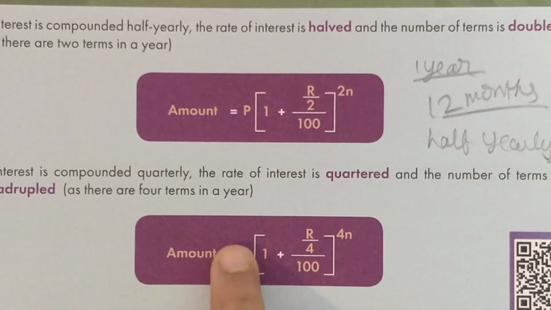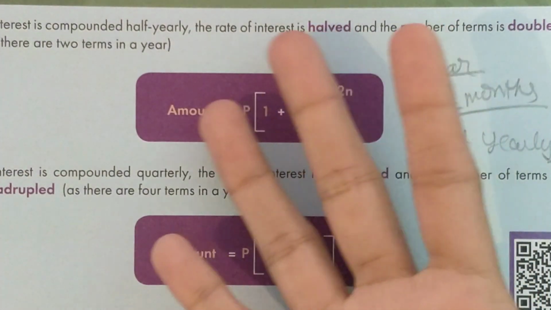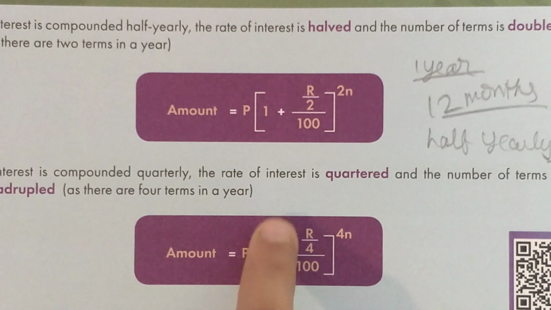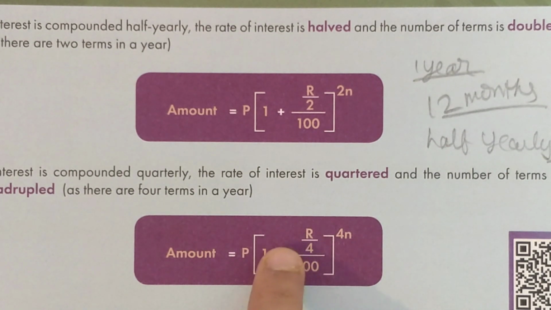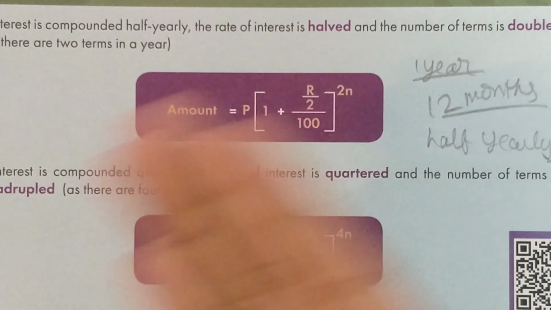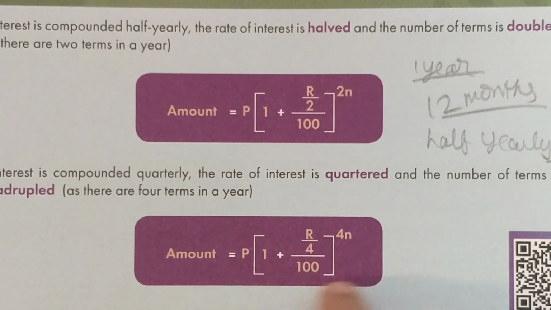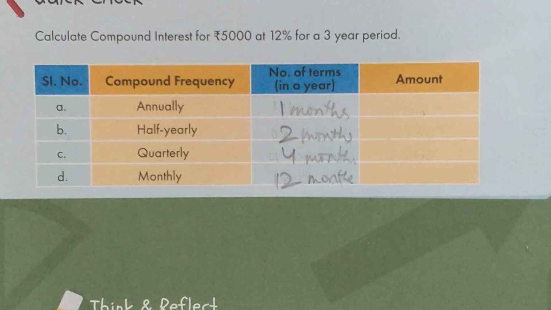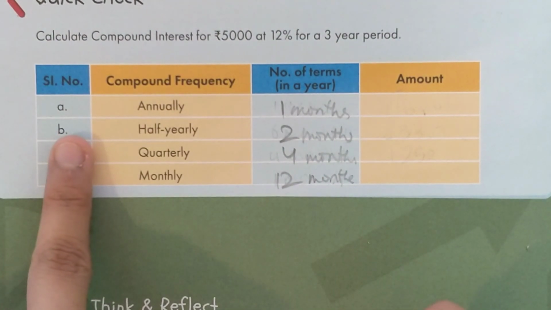The same way it is quartered. Quartered means 4 parts. So again, P times 1 plus rate of interest by 4, because it's 4 months, 4 months and 4 months, and by 100, and to the power of 4. That's it. Moving on, annually means it's not month.